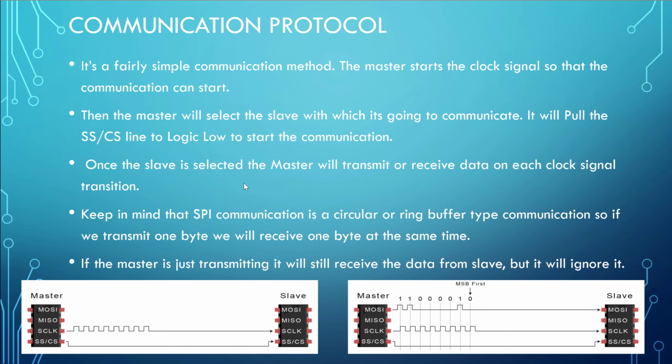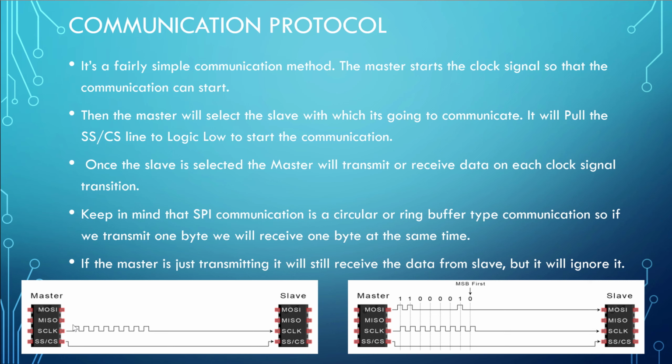So basically in the start, the master is going to start the clock signals so that the communication can start. Here you can see the SCLK line. It has some clock signals, logic 1, logic 0, and these are going to be transmitted at a high speed, which is basically the speed we set earlier. We said it can support up to 8 megabits. The clock will be set according to 8 megabits per second.